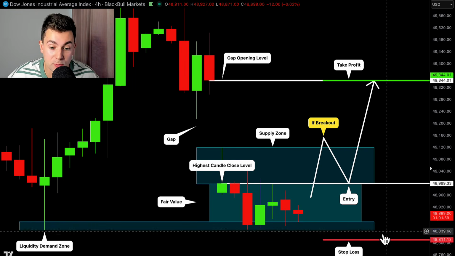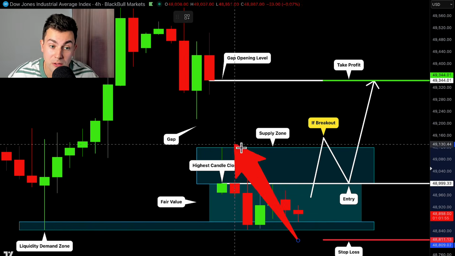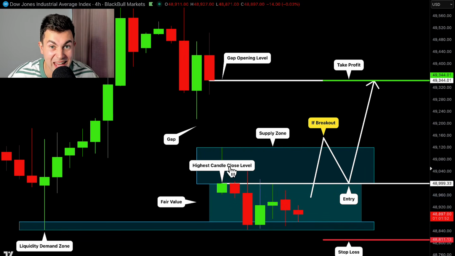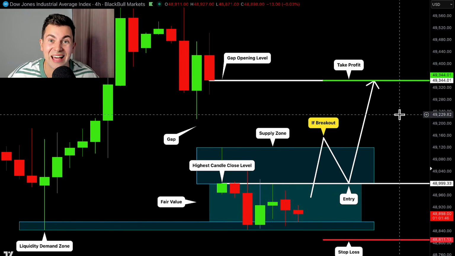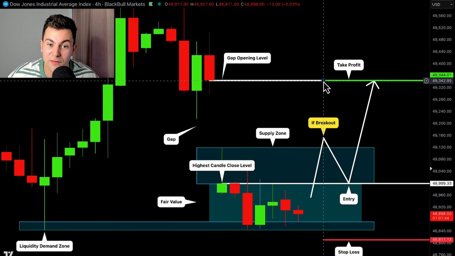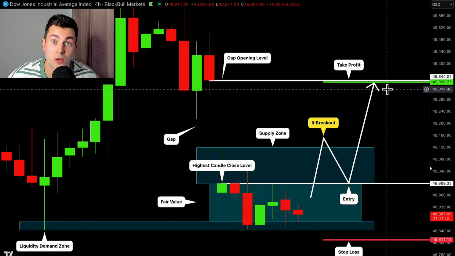Our stop loss will lie below the lows that the price reached after the formation of a gap down opening, and our take profit will be based on the gap opening level. I suggest placing our take profit a bit below that to increase the accuracy of our setup.